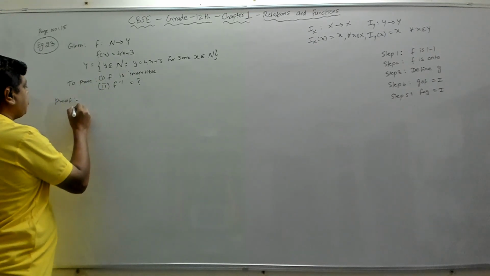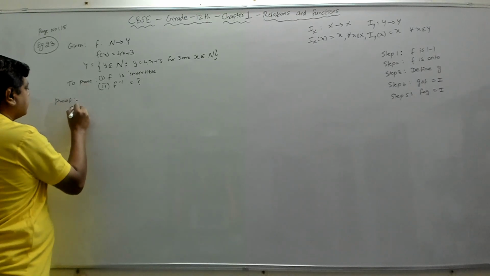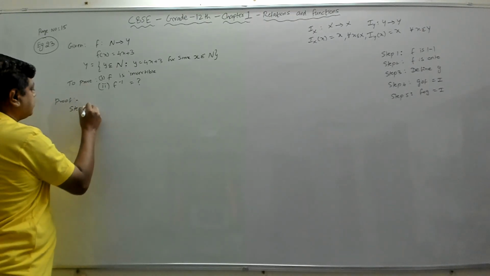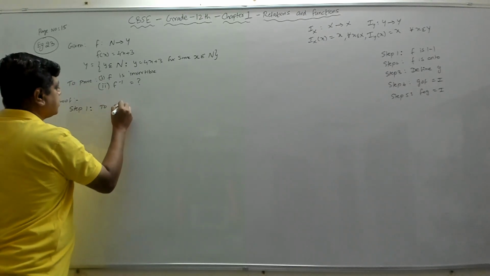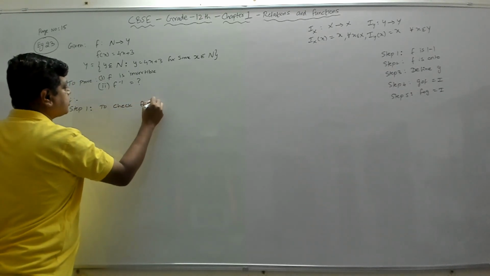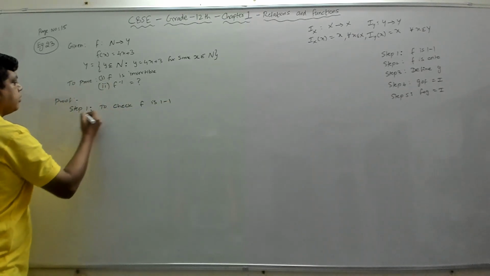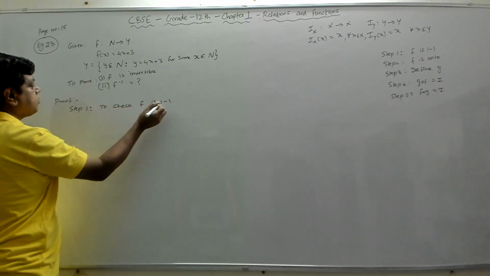So first, step 1 is to check f is 1 to 1. Right? Now what is our f of x? Now how do we check if it is 1 to 1?